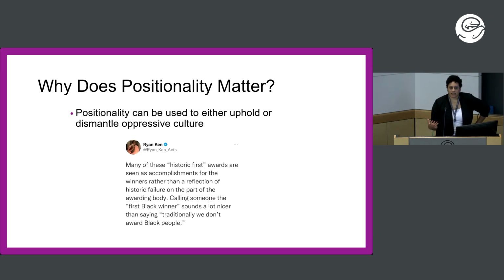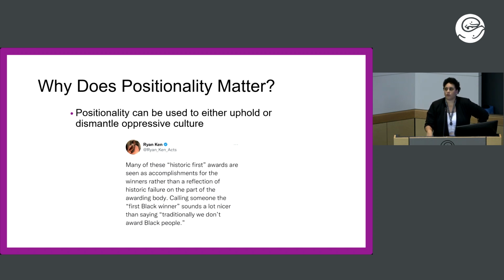So I just want to end with this section by saying that positionality matters because it's the way that we can either uphold or dismantle oppressive culture. And this tweet, before it was X, I thought did a really good job of addressing this. In our society, we still are very keen to say we're going to have the first X. We're talking about it right now with having our first Black female president.